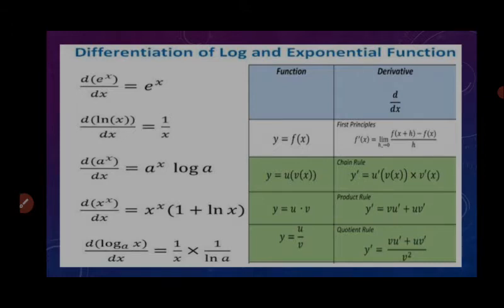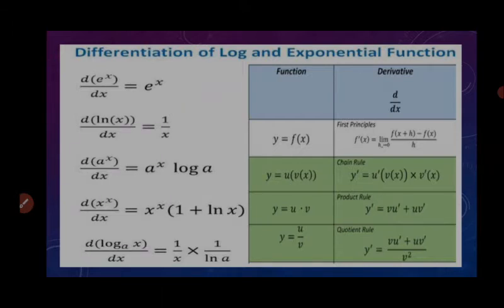Along with that, the function and derivative are there. Suppose y is equal to f(x), then its first principle is given by the limit as h tends to 0 of f(x plus h) minus f(x), divided by h. Second is the chain rule. Suppose two functions are there, a function of a function, then the differentiation of that function is differentiation of u multiplied by differentiation of v.